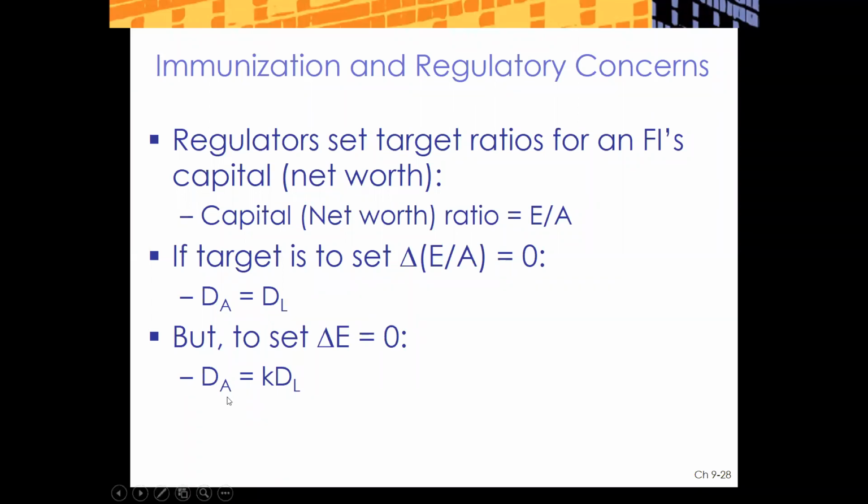So the regulators set target ratio for financial institutions' capital, and capital ratio is equity over asset. So the target is to set the change in equity and asset equal to 0. So that means duration of asset is equal to duration of liabilities. When you set this change in equity equal to 0, that would equate duration A to k times duration of liability. So this is the thing that you should keep in mind, this formula.